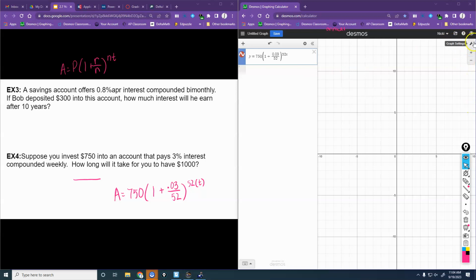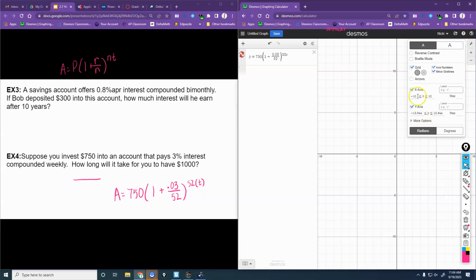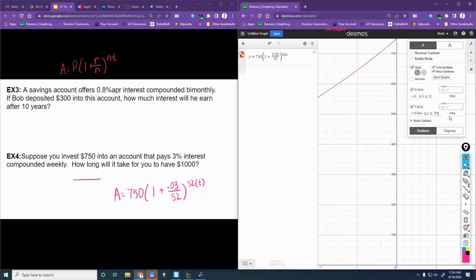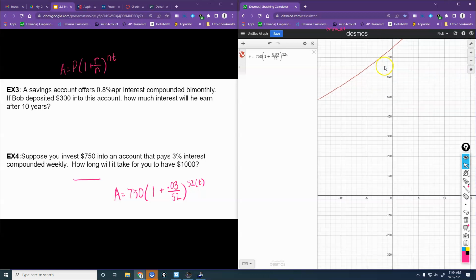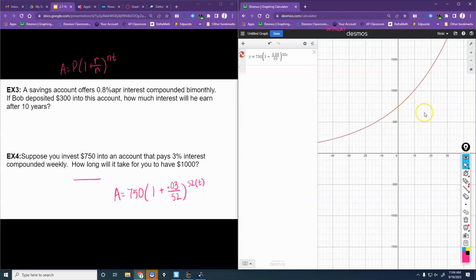750. So if you hit the wrench up here in the corner and go down here to your y-axis, I know I at least need to go up to 750, right? So if I go up to 750, then I can zoom out from there and I'll get a better picture. If you just zoom out, if you don't do that first, you won't be able to see it very well.